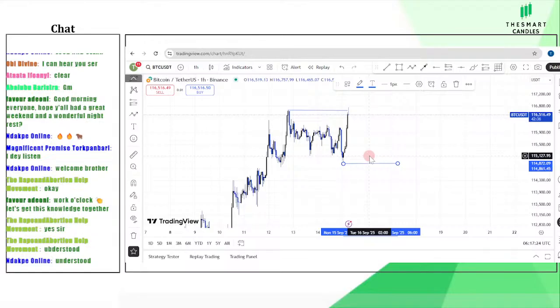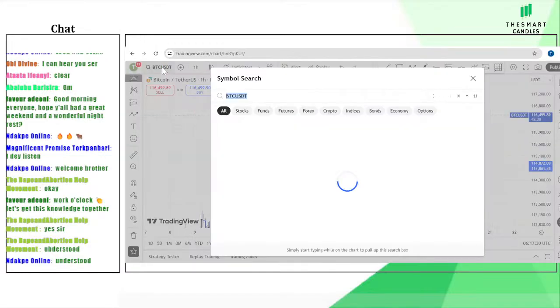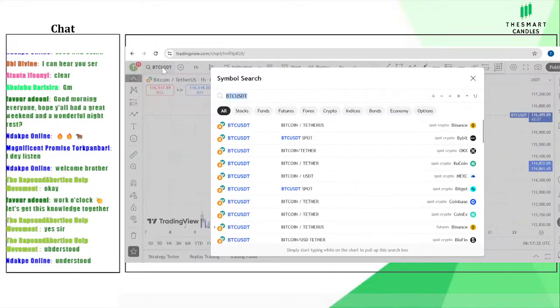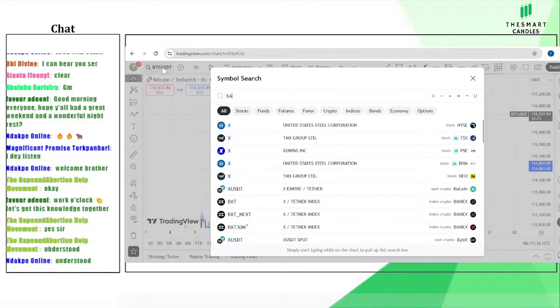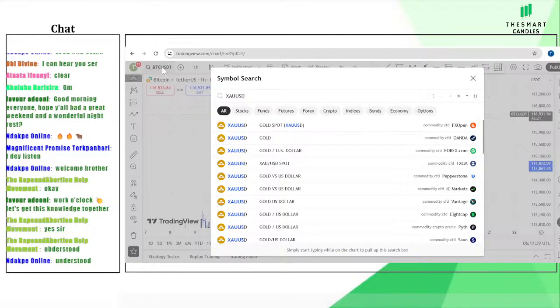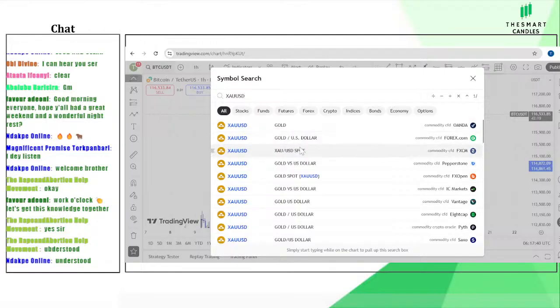So we'll be looking at the next pair. We'll be looking at gold. Today we'll be looking at one crypto pair and one currency pair, so that we can balance a lot of things.